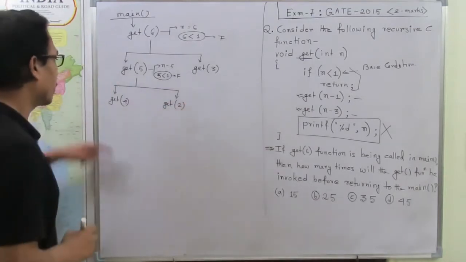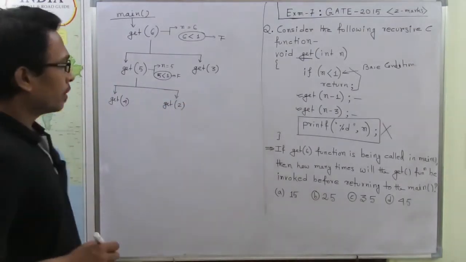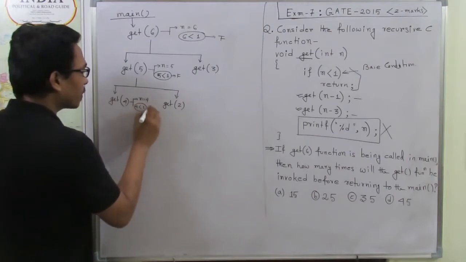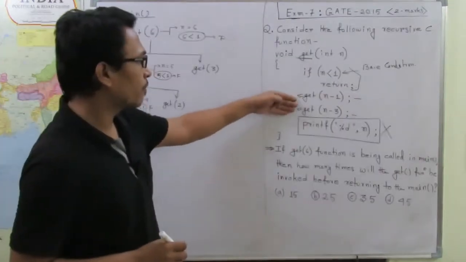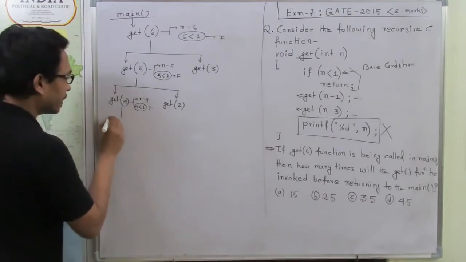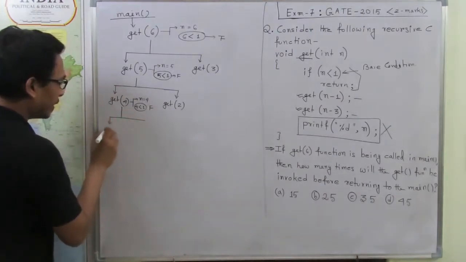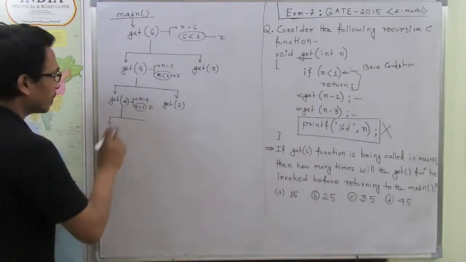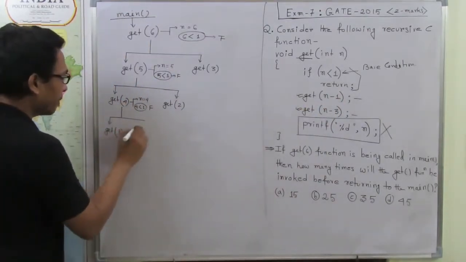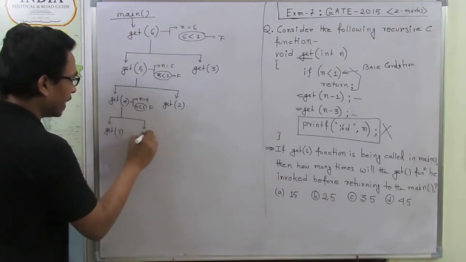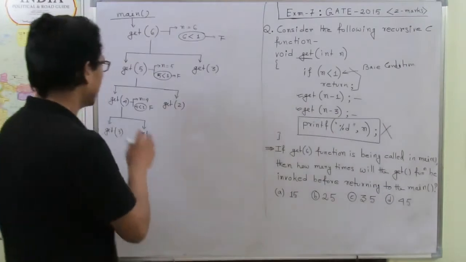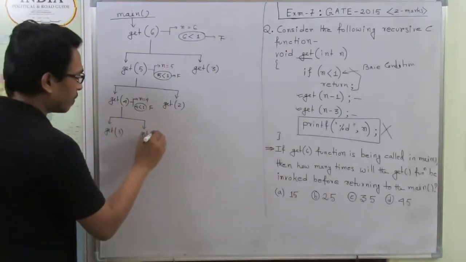Now coming to this particular 4, here in this case the value of n is 4, then 4 less than 1, this one is false. That means again we come to these two function calls. That means again for this we get n minus 1. So n is 4, 4 minus 1 means get 3, and then n minus 3, that means 4 minus 3, that means get 1.